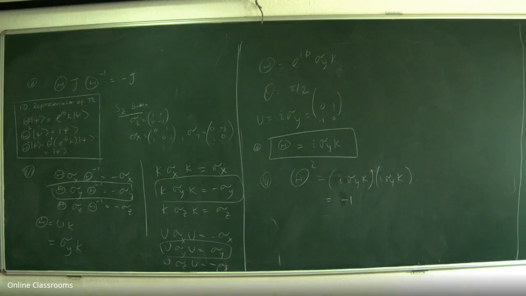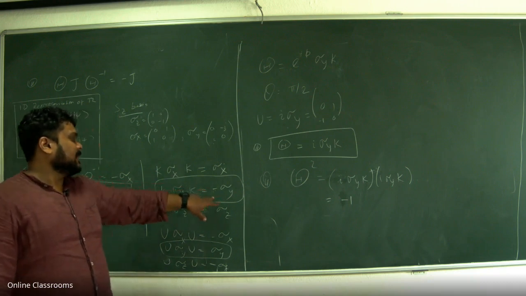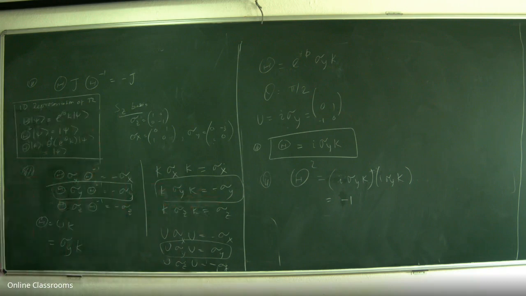Okay, do you understand? I am constructing a representation of theta that will give me this, and I know the K is already giving me a minus sign, which means I should choose my U such that it doesn't change the sigma y. And the simplest representation is this.